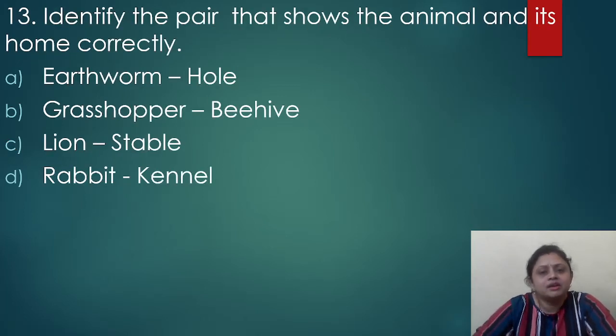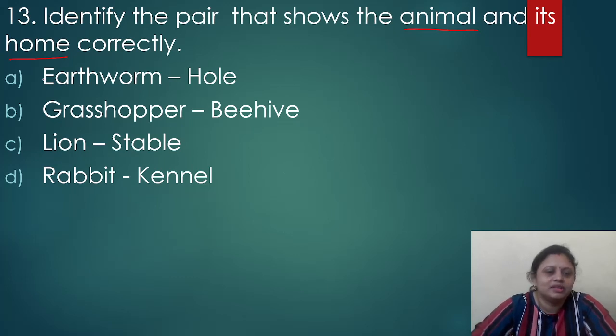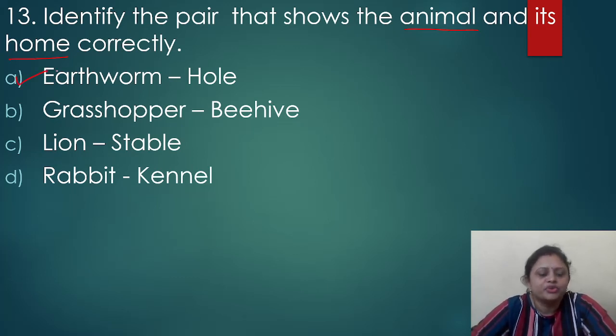Identify the pair that shows the animal and its home correctly. So we have four options of animals and their homes, and we have to find the correct option. Option A, earthworm, hole. B, grasshopper, beehive. C, lion, stable. D, rabbit, kennel. So what is the answer? Earthworm lives in a hole, right? Yes. So the correct answer is option A.